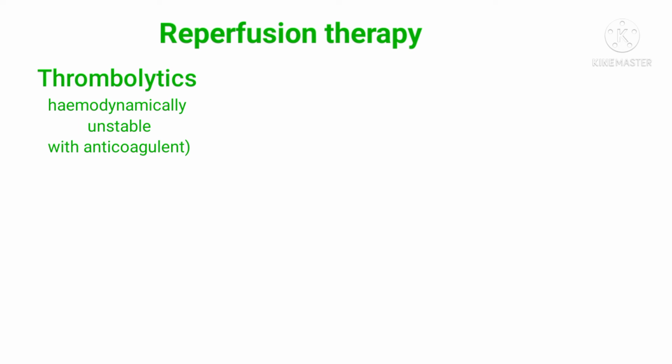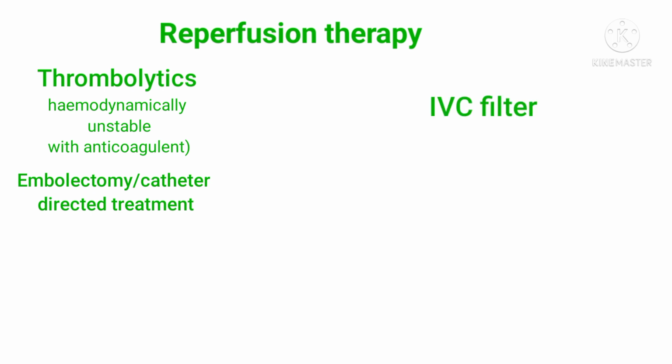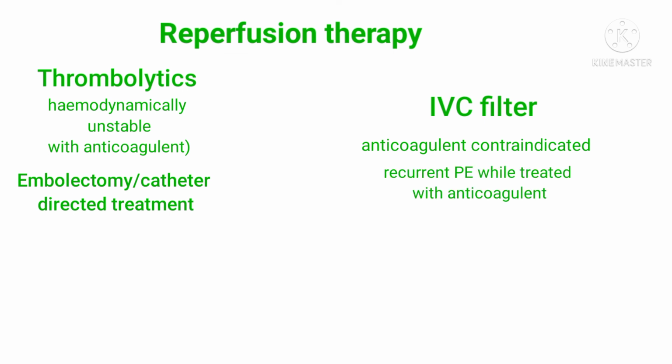Thrombolysis is done in some patients hemodynamically unstable with anticoagulant. Surgical embolectomy or catheter-directed treatment are sometimes needed as alternative to thrombolysis. IVC filters are sometimes placed when anticoagulant therapy is absolutely contraindicated or patient with recurrent pulmonary embolism while treated with anticoagulant.